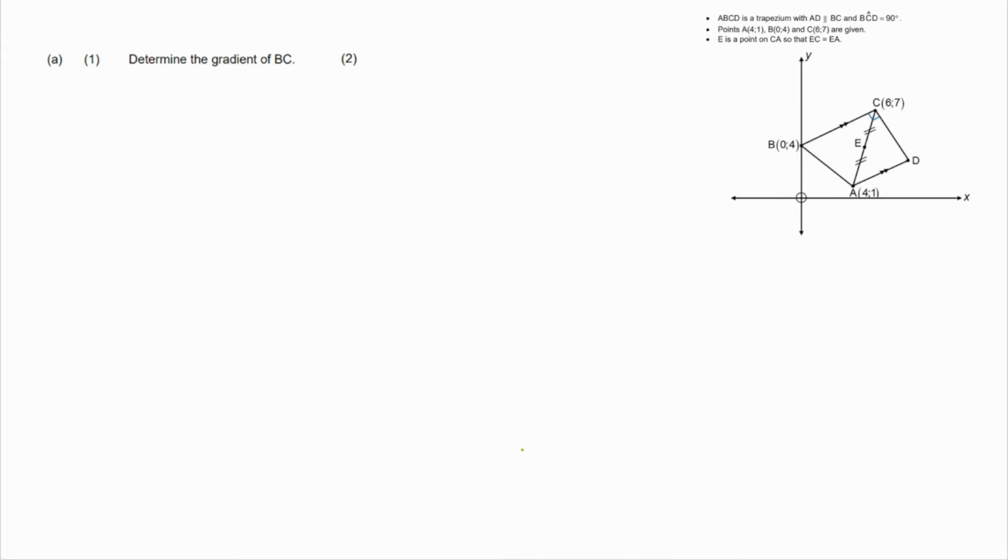All right. Now they say determine the gradient of BC. Okay, so that's pretty easy. It's literally just plugging in values. So you can just say the gradient of BC is equal to 7 minus 4 over 6 minus 0. That's 3 over 6, which is 1 over 2. Okay, that's the gradient of BC.